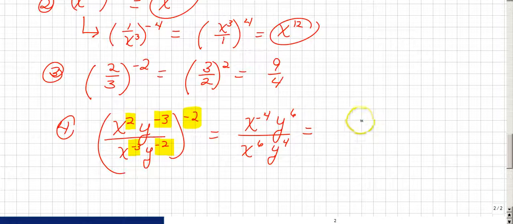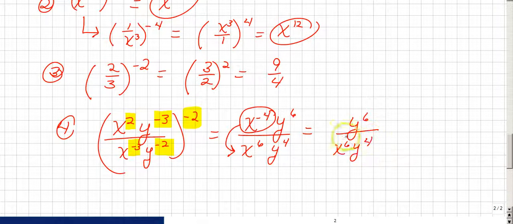Any negative power gets flipped. So this one is going to move down there. Everything else stays where it's at. So that x to the 6, I'm just going to write everything where it was. And now I'm going to bring down that x to the negative 4 and write it as x to the positive 4. So the top is y to the 6th. The bottom is now x to the 10th, applying the power property, y to the 4th.